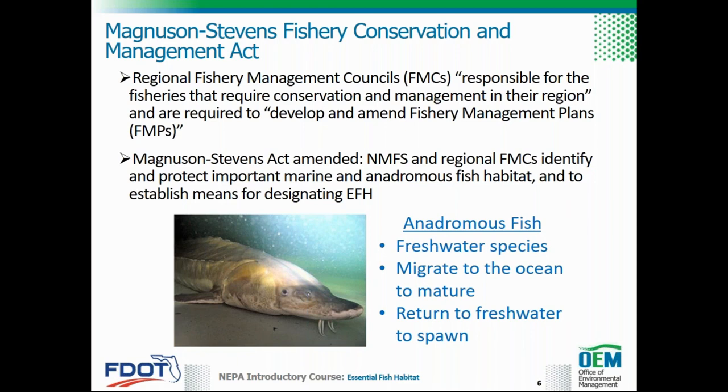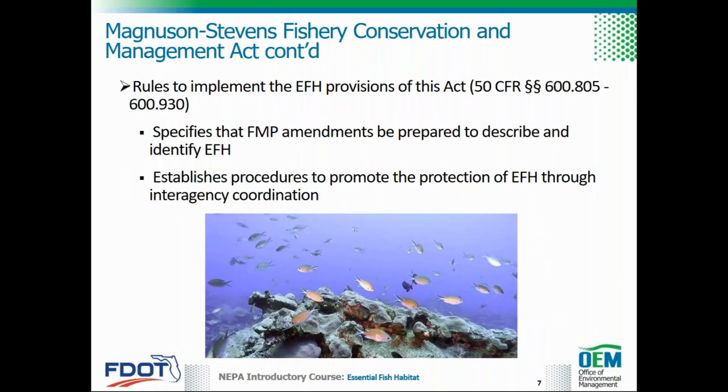In 1996, the Magnuson-Stevens Act was amended. This amendment set forth a mandate for the National Marine Fisheries Service and regional fishery management councils to identify and protect important marine and anadromous fish habitat and to establish means for designating EFH. Please note that anadromous fish species are born in fresh water and migrate to ocean to mature and then return to freshwater to spawn.